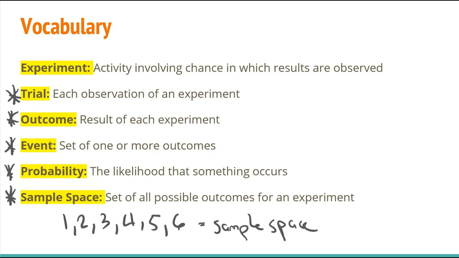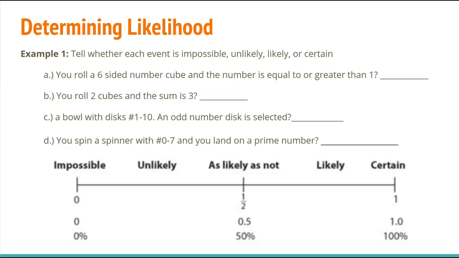So let's look at our first example, determining likelihood. When determining likelihood, we can look at this little chart at the bottom of our screen. We have a few choices when we're asked what the likelihood of something is. First is impossible, and impossible just means that it can't happen. So if I roll a cube with the numbers 1 through 6, the likelihood of me rolling a 7 is impossible because there isn't a 7 on the die.